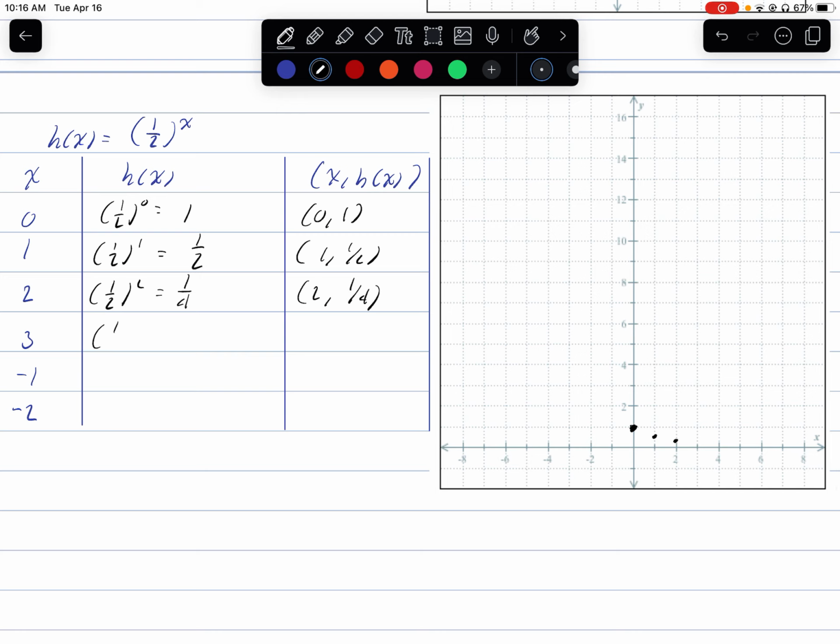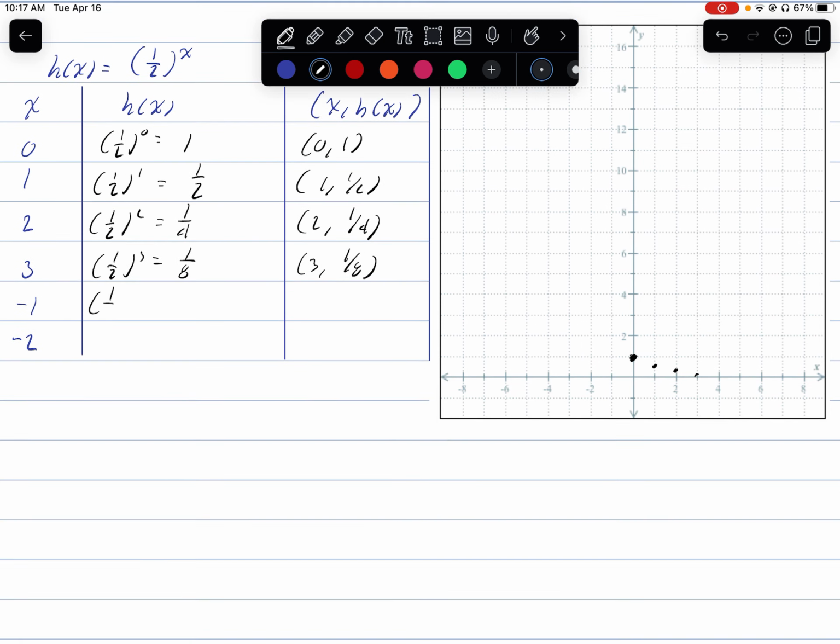Maybe 3, we'll get 1/2 to the third. So that's 1/2 times 1/2 times 1/2. That's going to give us 1 over 8. So we'll have the point 3, 1/8. So it'll look like that. What about negative 1? If we have 1/2 to the negative 1, remember, if it's a fraction and we raise it to the negative 1 power, we just flip it, okay? So we're going to end up with 2 over 1, or just 2. So we'll have the point negative 1, 2.